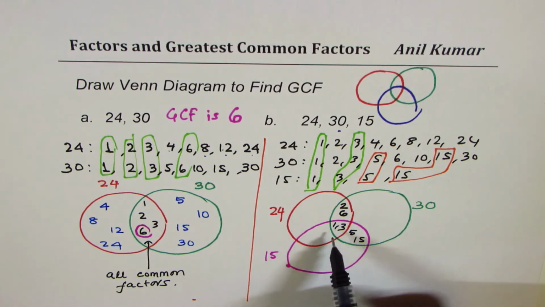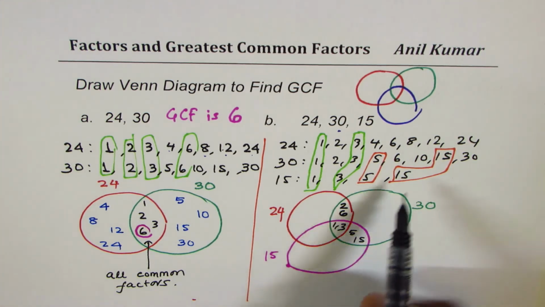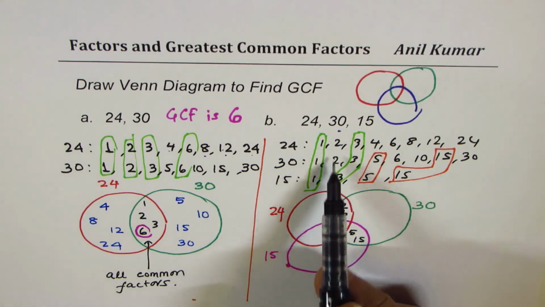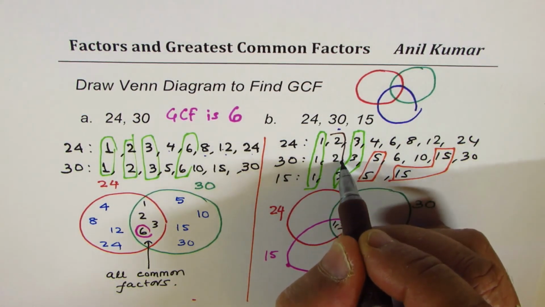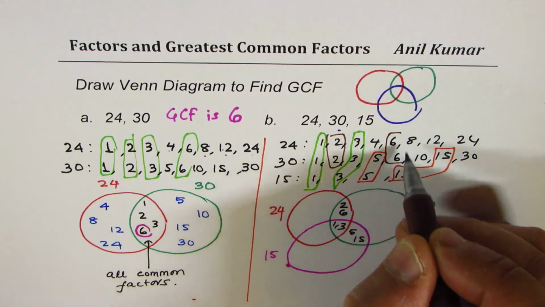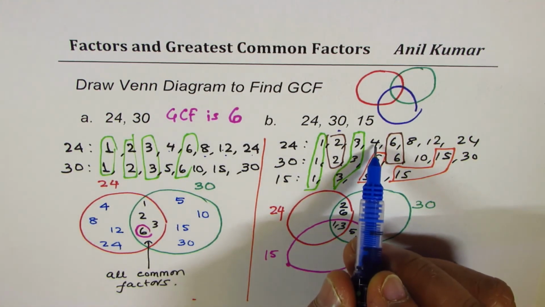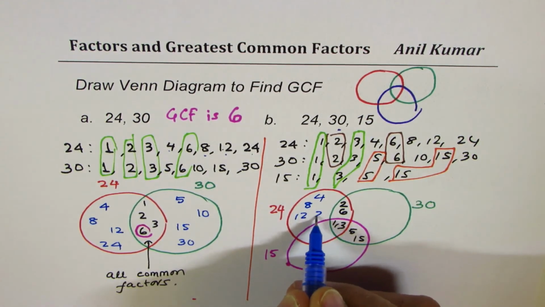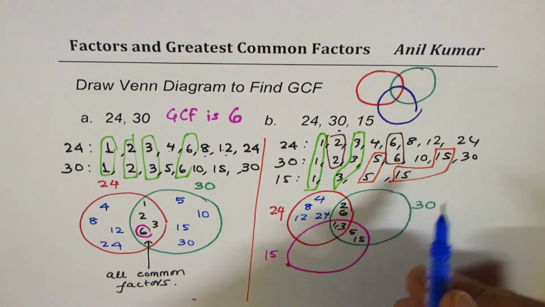Is it okay? Now, we have to worry about the other numbers which we did not include. So in 30, what did we not include? Well, 2 has been included as a common factor, so let me circle 2 and 6 also. They have been covered between 24 and 30. So the remaining numbers will go outside in 24 and 30. So in 24, the numbers are 4, 8, 12, 24. Correct? In 30, the numbers are 10 and 30.